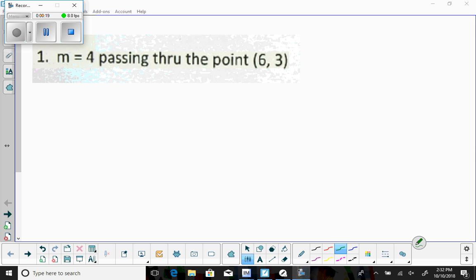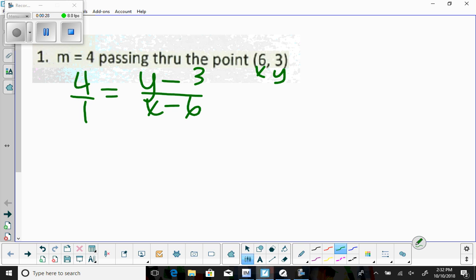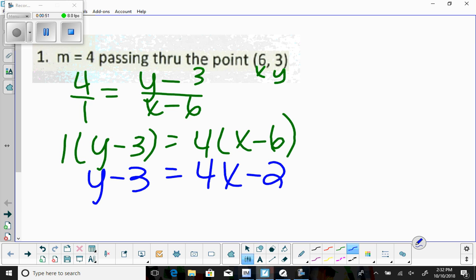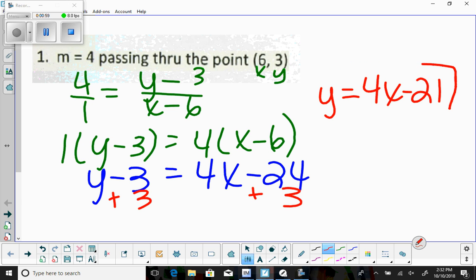So we're going to start with our slope, which is 4 over 1, is equal to y minus your y value over x minus your x value. Okay, numbers 1 through 6, I think it was, they asked that you put them in slope-intercept form. So that means we want y to be by itself. So I'm going to multiply my y value first. Okay, I'm going to use my distributive property to simplify. And then to get y all by itself, I'm going to move my 3. So my final answer here should be y is equal to 4x minus 21.